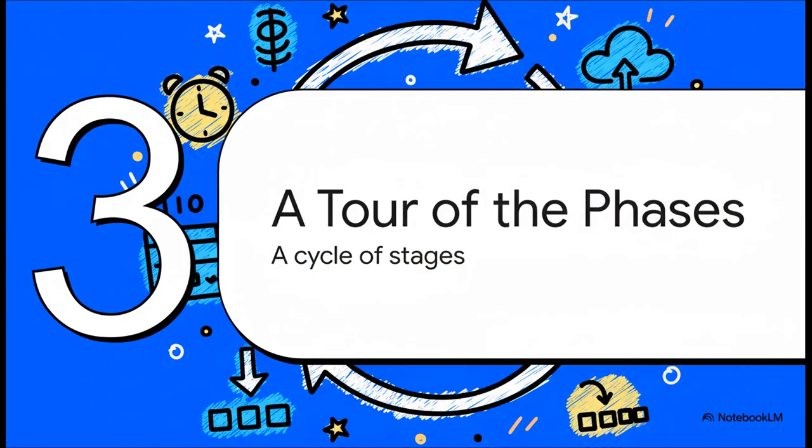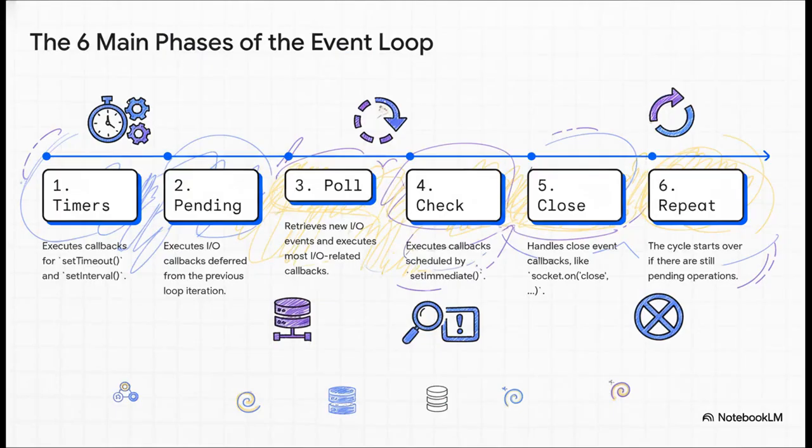All right, so we've got the big picture. But if you really want to master this stuff, we gotta go deeper. Because the event loop isn't just one simple spinning circle. It's actually a cycle made up of very specific phases, and each phase has its own unique job. So here's the tour of the main phases. The whole loop kicks off with the timers phase, which is where your setTimeout and setInterval callbacks get handled.